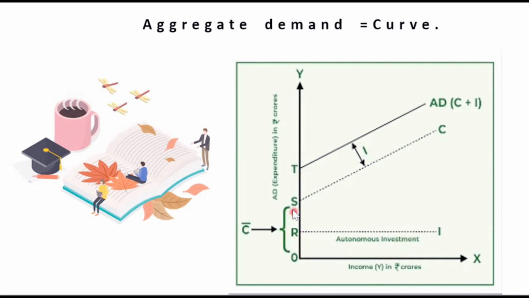Now let us come to the consumption curve. C is the consumption curve. And the consumption curve starts from the point S on the y-axis. And SO is autonomous consumption. That means even at zero level of income, consumption is existing. That is autonomous consumption. And then we can see that as income is increasing, consumption is also increasing.